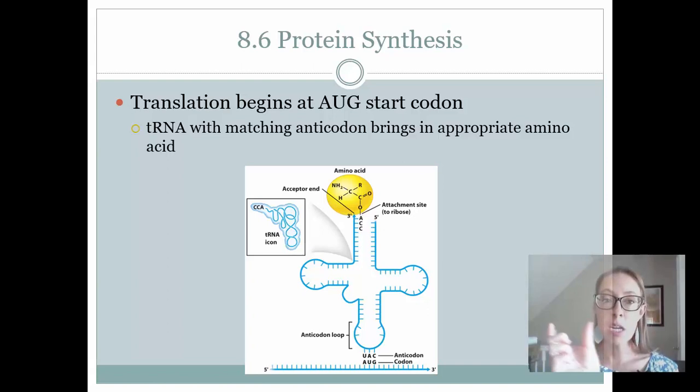Remember, 3 mRNA nucleotides at a time. Well, why is it 3 RNA nucleotides? So those 3 messenger RNA nucleotides that make up a codon correspond with 3 tRNA nucleotides. We call these 3 tRNA nucleotides the anticodon. And these are going to pair according to base pairing rules.